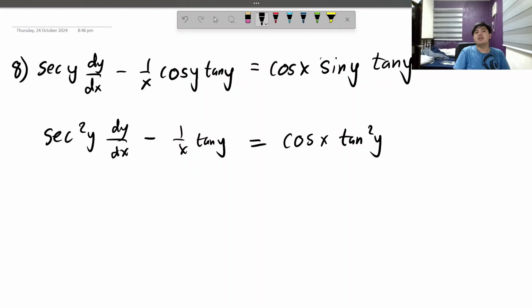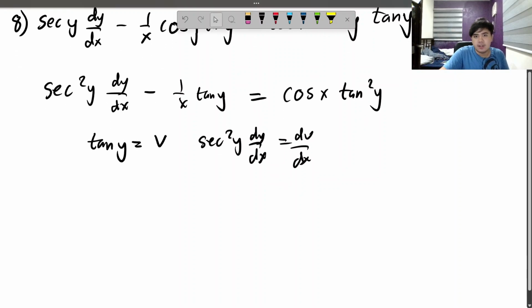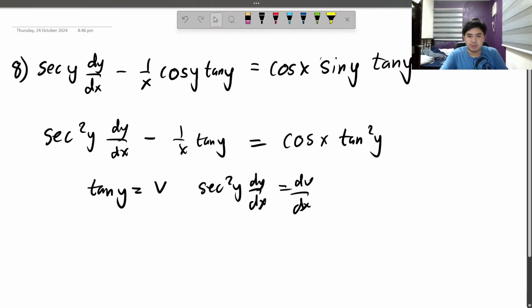Do you see it? It's linear and tangent y. And I will teach you another method in doing that. You can use the method that I did in the videos on linear, but this is another method. Tangent y equals v. Secant squared y dy over dx equals dv over dx. This is differential equation by substitution. Who would have thought, right?